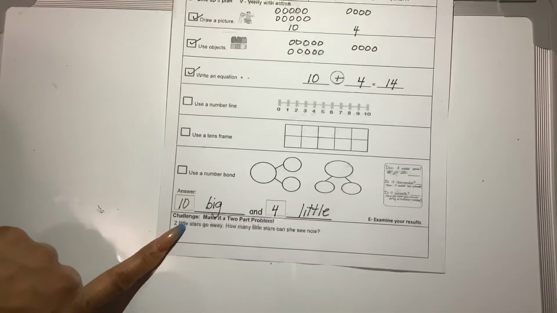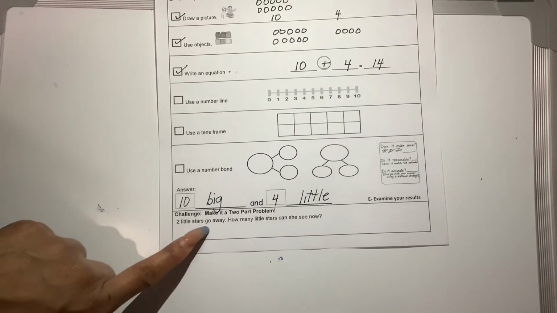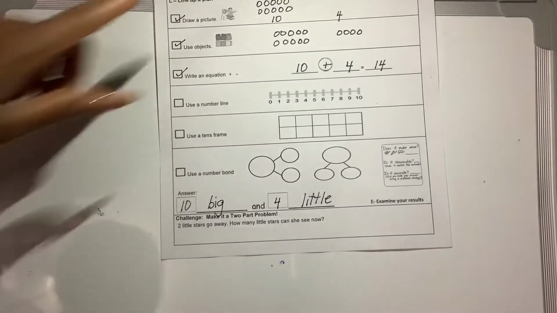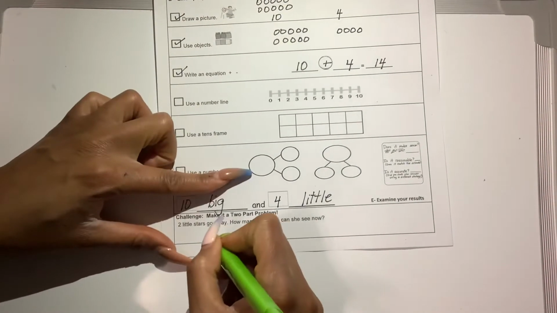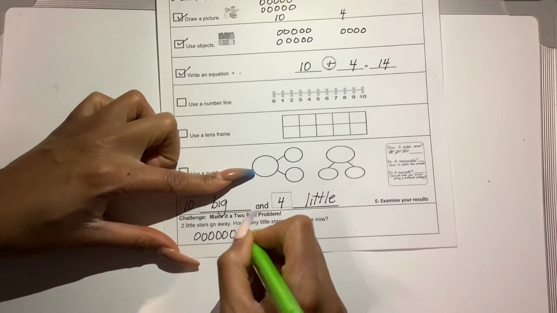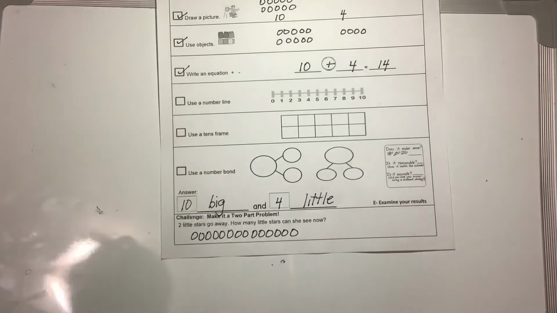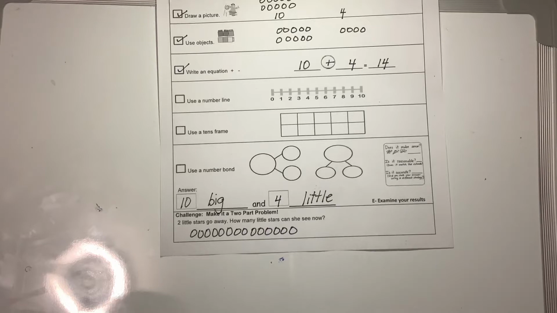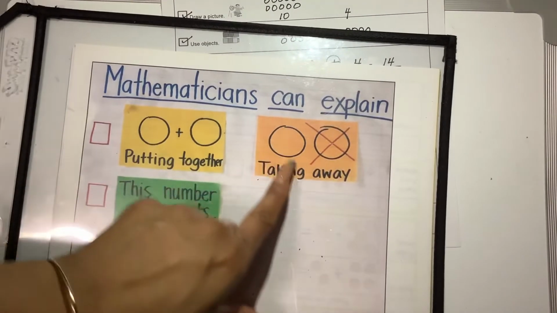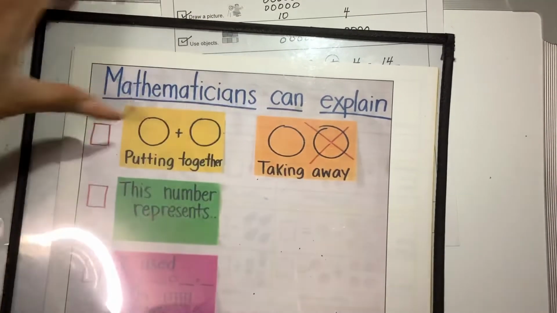You have a challenge problem. The challenge problem says 2 little stars go away. So how many stars did we have to begin with? We had 14 stars, right? 1, 2, 3, 4, 5, 6, 7, 8, 9, 10, 11, 12, 13, 14. We had 14 stars and 2 go away. When something goes away, it is a taken away problem and we have to cross it out.